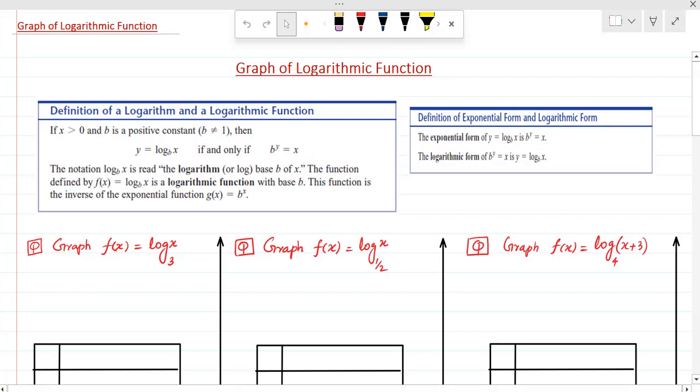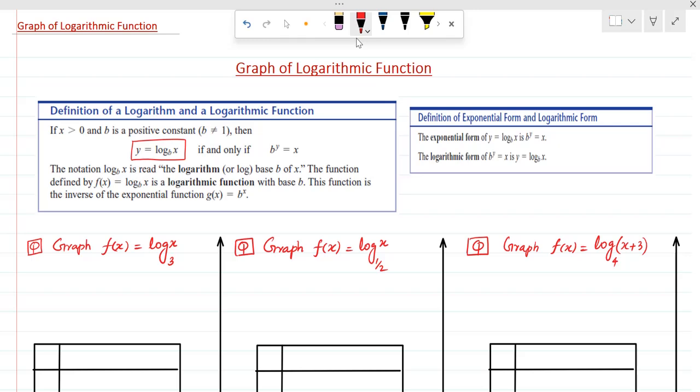In this video, we are going to discuss the graph of the logarithmic function. Before going to the graph, we have to know the definition of the logarithmic function. If x is more than 0 and b is a positive constant, we can define a logarithmic function y equals log x base b. This we call the logarithmic form.